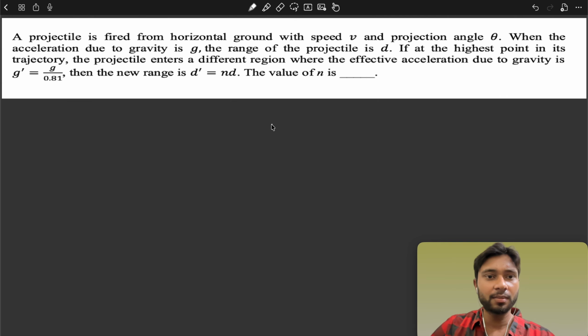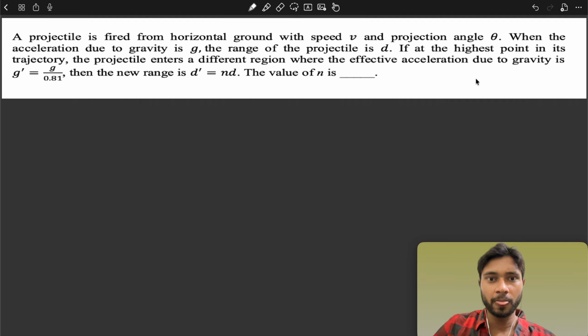It is given that a projectile is fired from the horizontal ground with a speed v and projection angle theta. When the acceleration due to gravity is g, the range of the projectile is d. If at the highest point in its trajectory, the projectile enters a different region where the effective acceleration due to gravity is g dash, which is g by 0.81, then the new range is d dash, which is n times d, and we have to figure out the value of n.